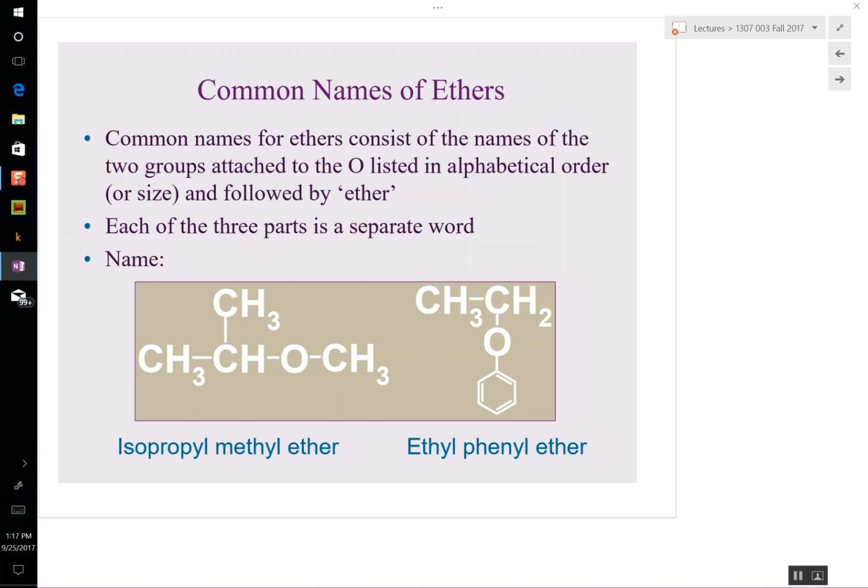That will work sometimes, all right? But not always, all right? So that works with simple. Simple means you got a methyl, an ethyl, an isopropyl, a propyl, a phenyl. Okay, we can handle that.